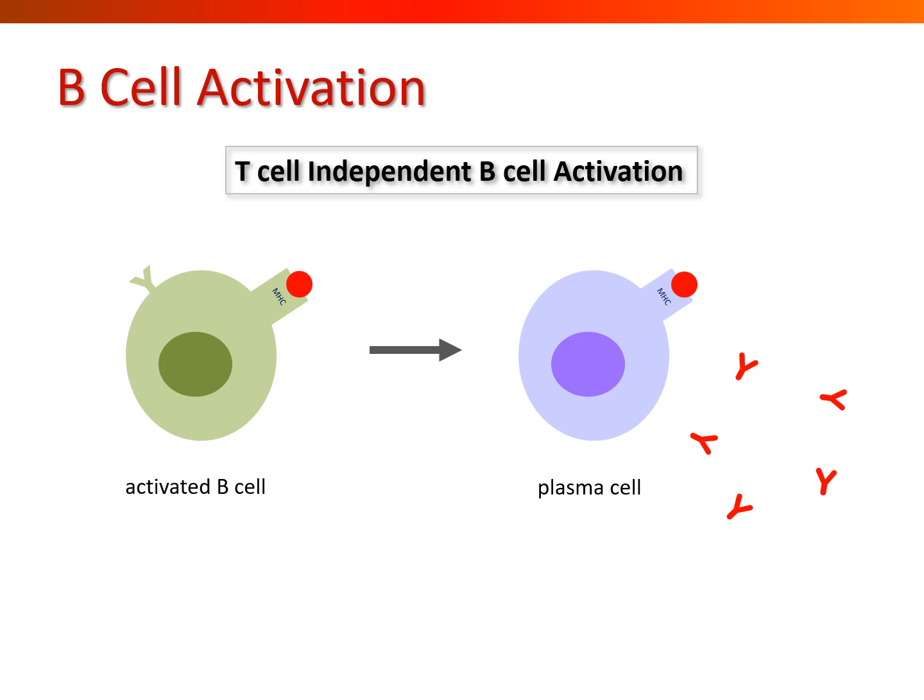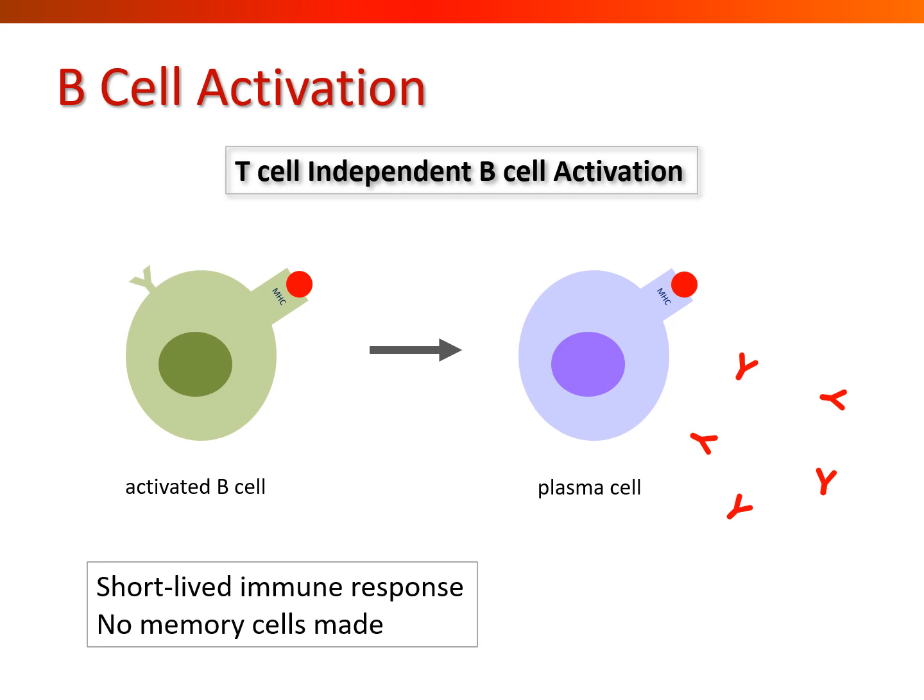Now, the problem with a B cell running off and doing this independent of a T cell activation is that there are no memory cells that get made in this process. So there's no memory B cells that get made. All right, so it's good that we have this capacity, but we don't end up with those memory cells, which means that when that pathogen shows up again, we kind of have to go through the process all over again. So what we end up with in T cell independent B cell activation is a short-lived immune response with no memory B cells being made.